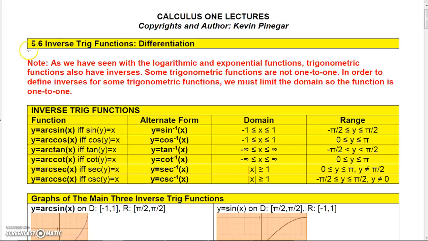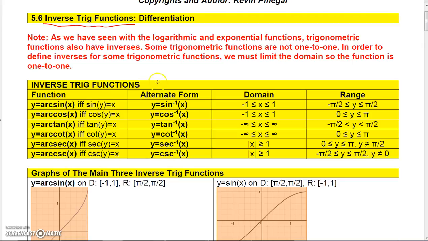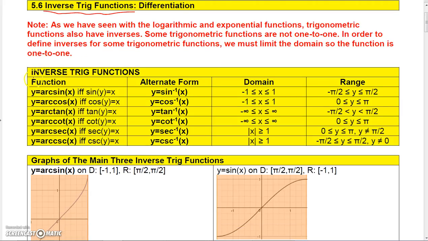Okay, in this section 5.6 we're going to talk about inverse trig functions and their derivatives. Now, as we've seen with log and exponential functions that have inverses, trigonometric functions have inverses too. But actually, since many trig functions are not one-to-one, in order to define the inverses for trig functions we have to limit the domain so that the function is one-to-one. So here are your 6 basic inverse trig functions and alternate forms.